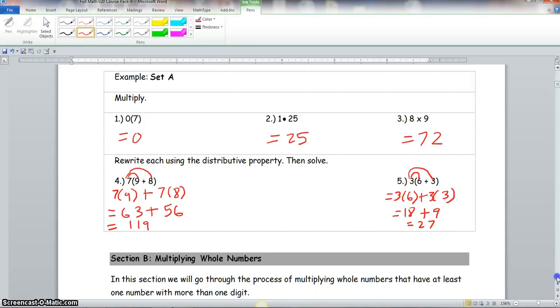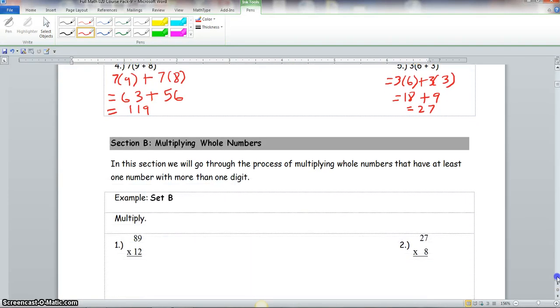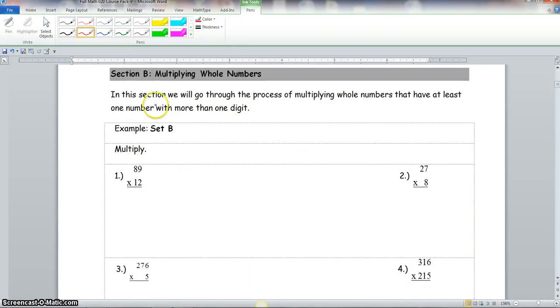Now, we scroll down here to section B, multiplying whole numbers. In this section, we will go through the process of multiplying whole numbers that have at least one number with more than one digit. Okay, now number 1, we have 89 times 12.